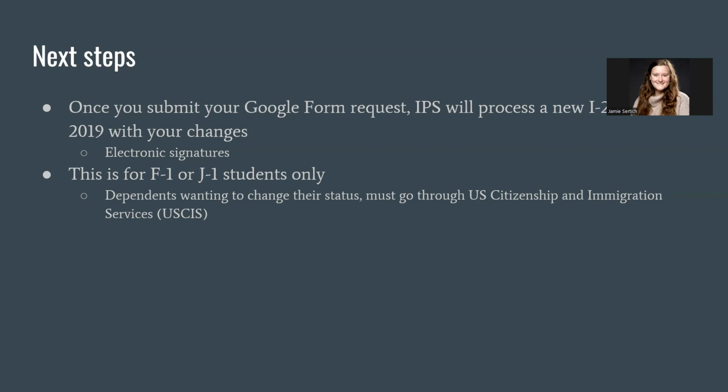One thing to note is that for a change of level or change of major, this is for F1 and J1 students only. If you have an F2 or J2 dependent that is wanting to change their status, for example, from an F2 dependent to a J1 student, they must go through the United States Citizenship and Immigration Services, also known as USCIS. There is a change of status webpage on the USCIS website that is dedicated to the application process on these matters. Our department can assist with the basics of this process. However, we would suggest consulting with an immigration attorney for those specific details.